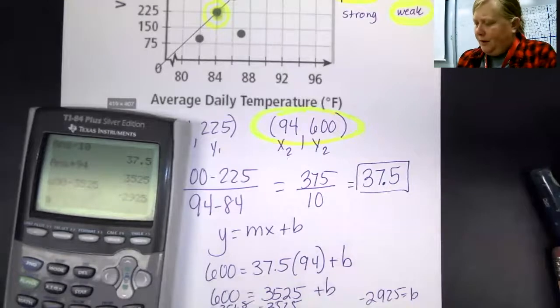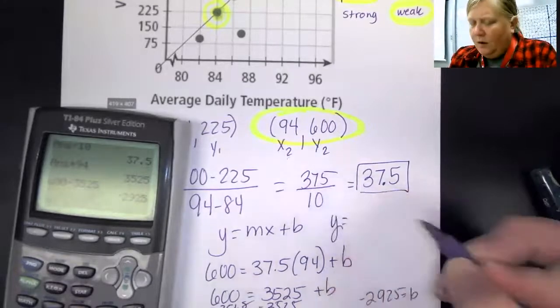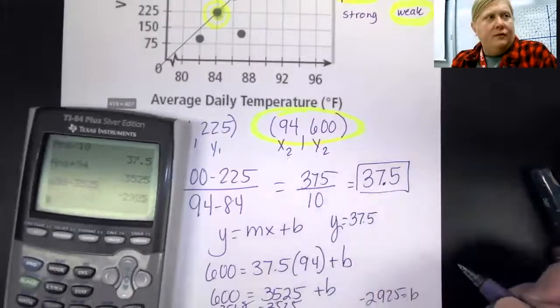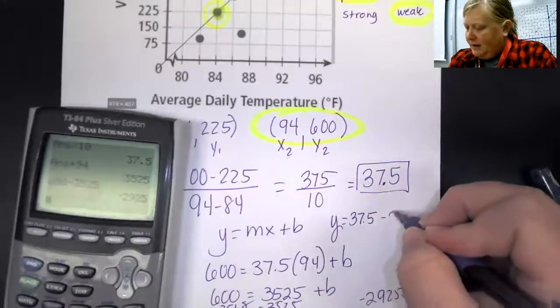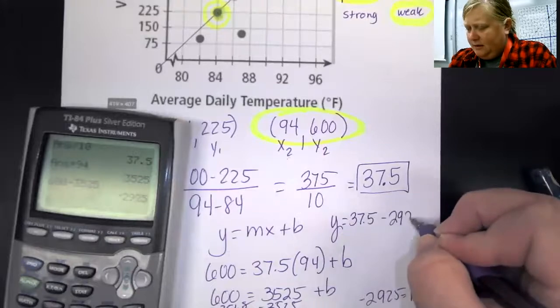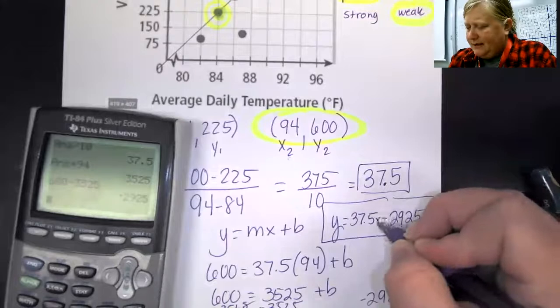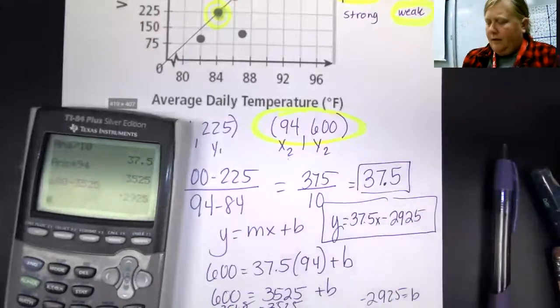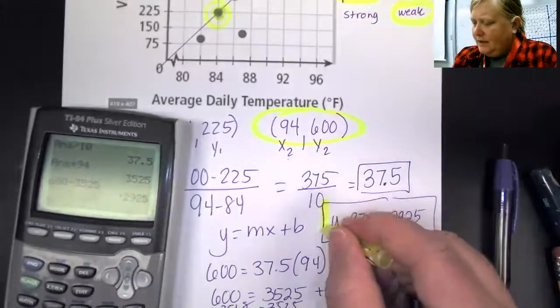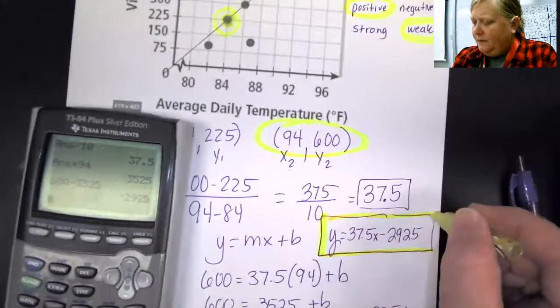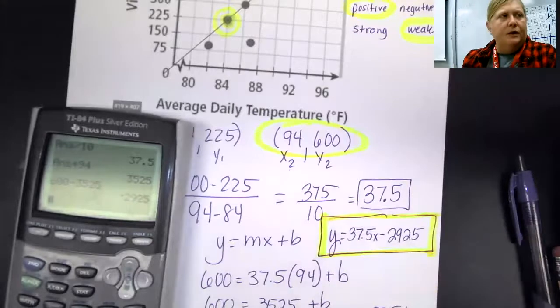Now that's really weird. Y equals 37.5 minus 29,025. Whoops, I forgot an X, didn't I? Okay. That's really weird. But keep in mind, you've kind of got some weird stuff going on in the graph.